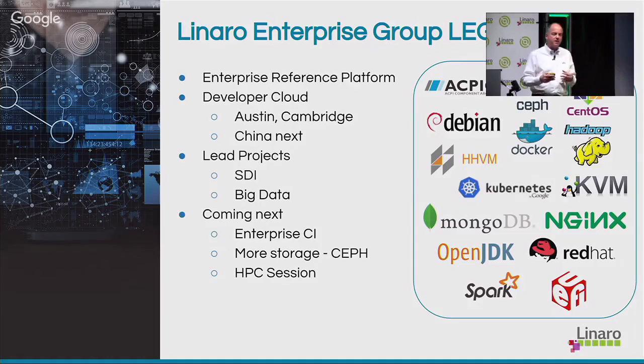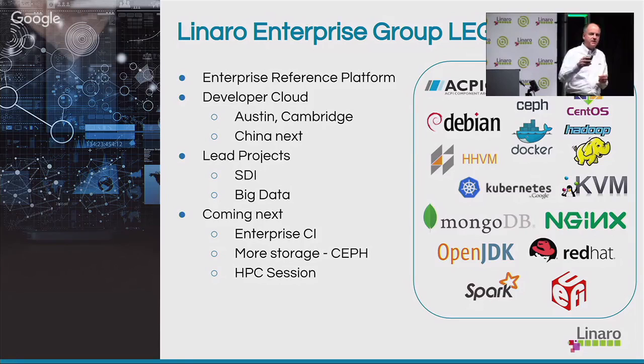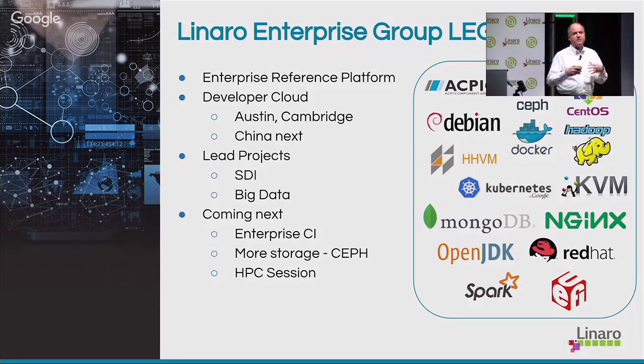Linaro and its partners have been working hard, collaborating on all of these open source projects, and they have culminated in the delivery of the enterprise reference platform. The last version was released in June, the next version will be released in December, and this is not only the firmware and support for the distributions, but it's also building all of these projects on top, like OpenStack, Ceph, and Docker, and so on.